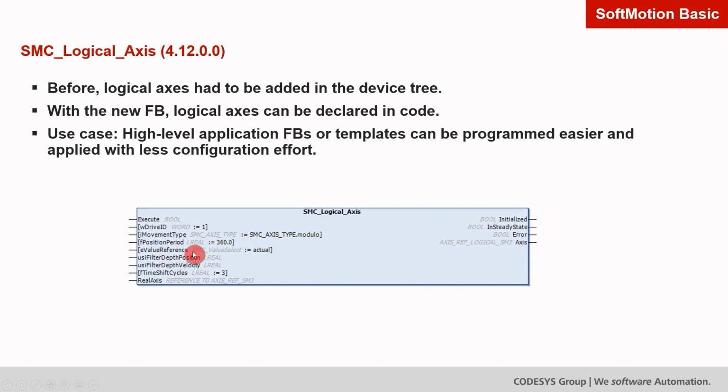Then there is a new function block for a logical axis. If the term logical axis is not familiar to you, this is a kind of copy of a SoftMotion axis, which is fed by the same position encoder as its main axis, but has different settings, for example regarding offset or position period. This makes it easier to program your application and can make it more modular.